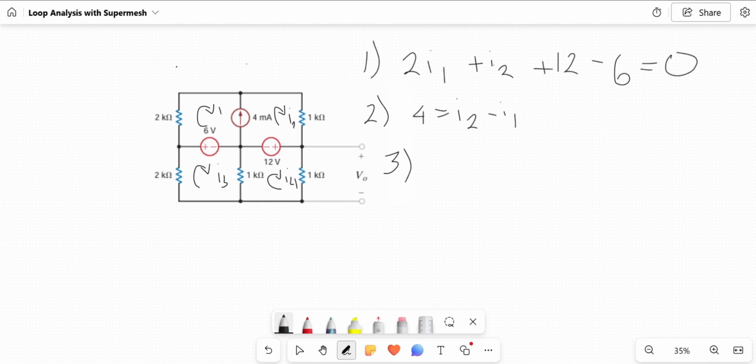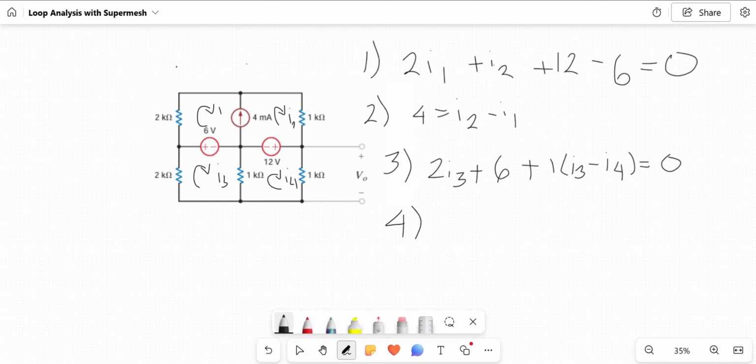And next, we're going to focus on I3. So we start off here, I3, that becomes 2I3. This part's really simple. Then it goes into the positive 6 terminal, that becomes plus 6 volts, plus it goes into the 1 kiloohm while the I4 opposes it, so that becomes 1 times I3 minus I4 equals 0.